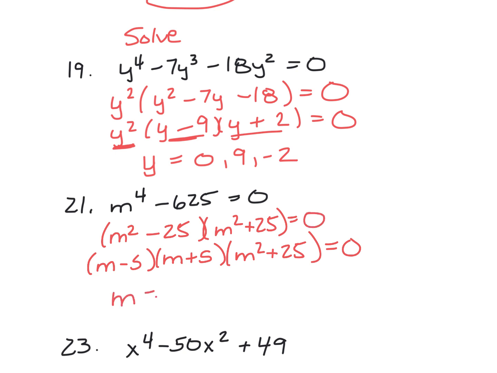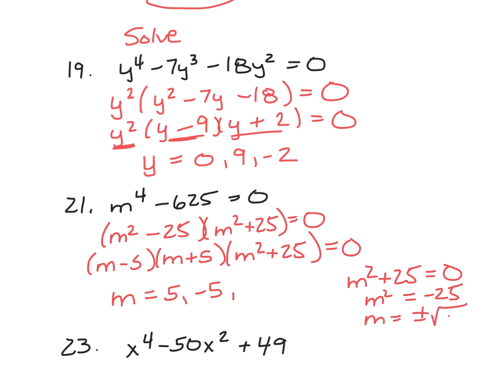And now my solutions would be +5, -5, and m squared plus 25. We're going to have to set this equal to 0 because that doesn't factor. If I subtract 25, take the square root, I have the positive and negative square root of a -25, which hopefully you remember is 5i. So this one has two real solutions and then has two non-real solutions.